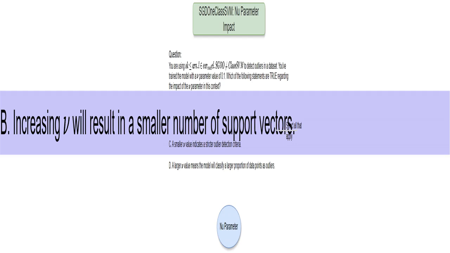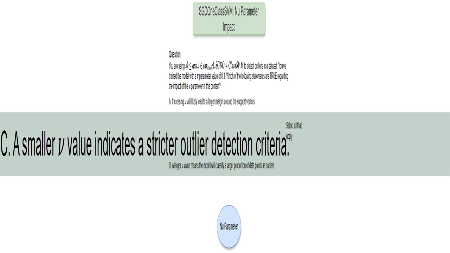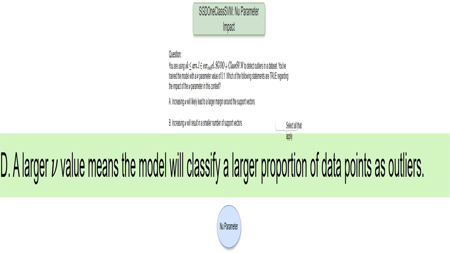Nope. A larger NU implies a larger number of support vectors. You'll need more support vectors to accommodate more inliers when you're increasing the tolerance for errors. That's correct. A smaller NU means the model expects fewer outliers, so it will be stricter in classifying data points as outliers. This is accurate.